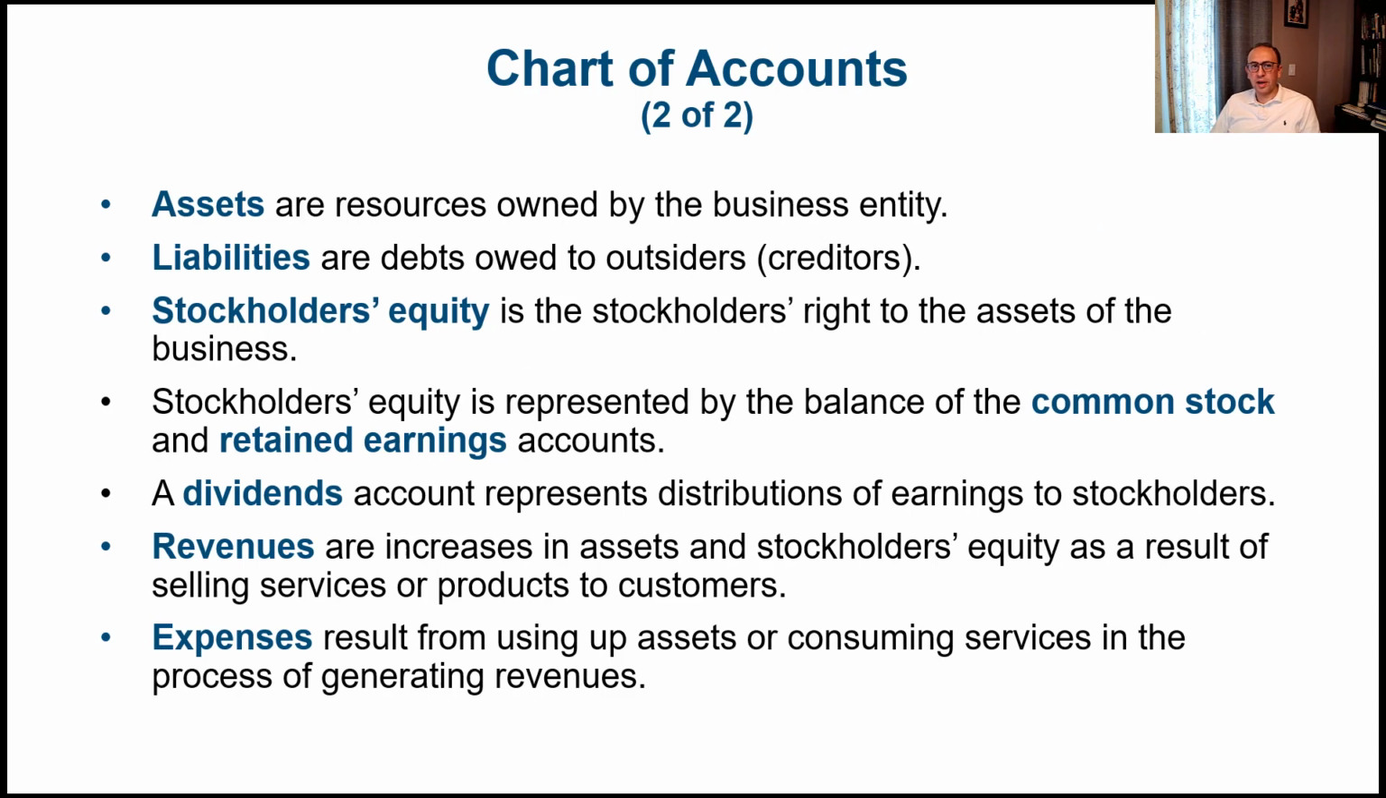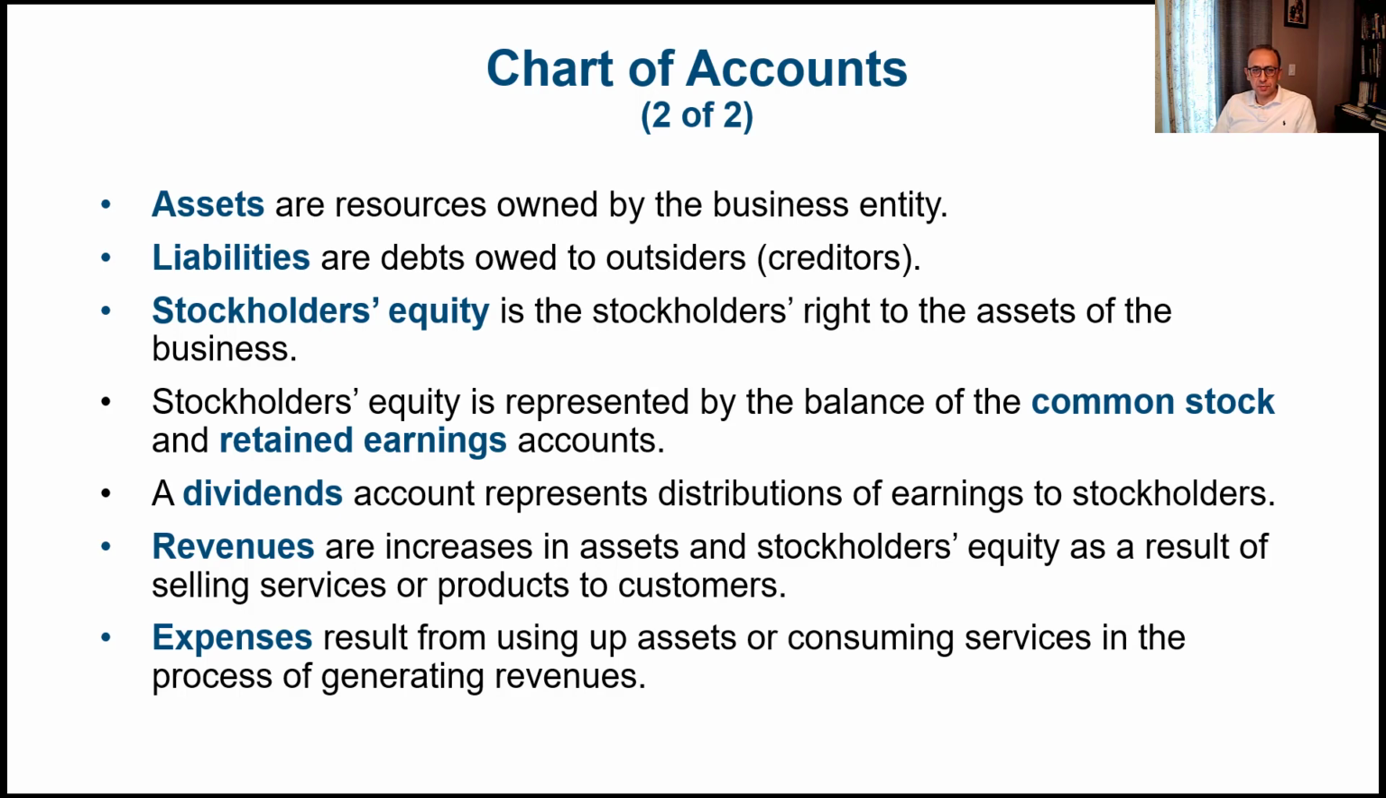So one more time, what are assets? These are resources owned by the business entity. So these are the things that the business owns. How about liabilities? These are obligations or debts owed to outsiders, which we call creditors. People who lend us, we call them creditors. How about stockholders' equity? It's the stockholders' right to the assets of the business.